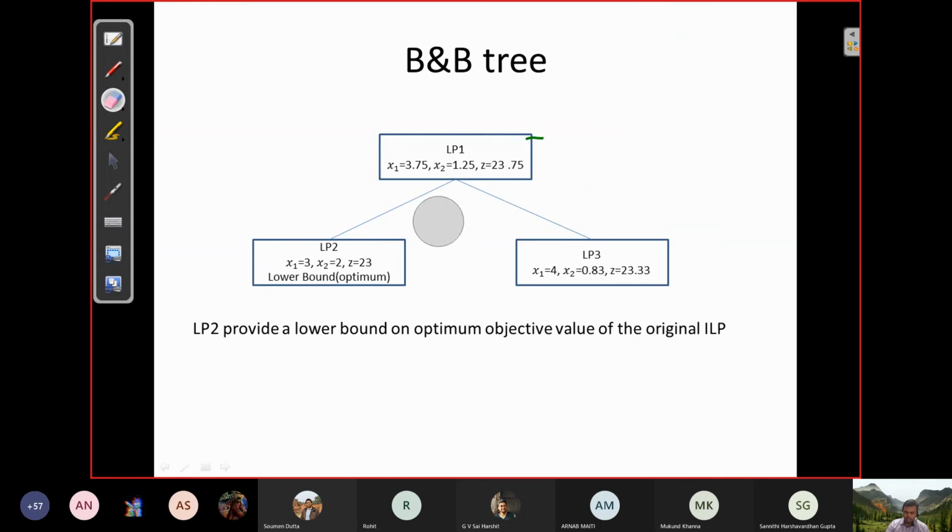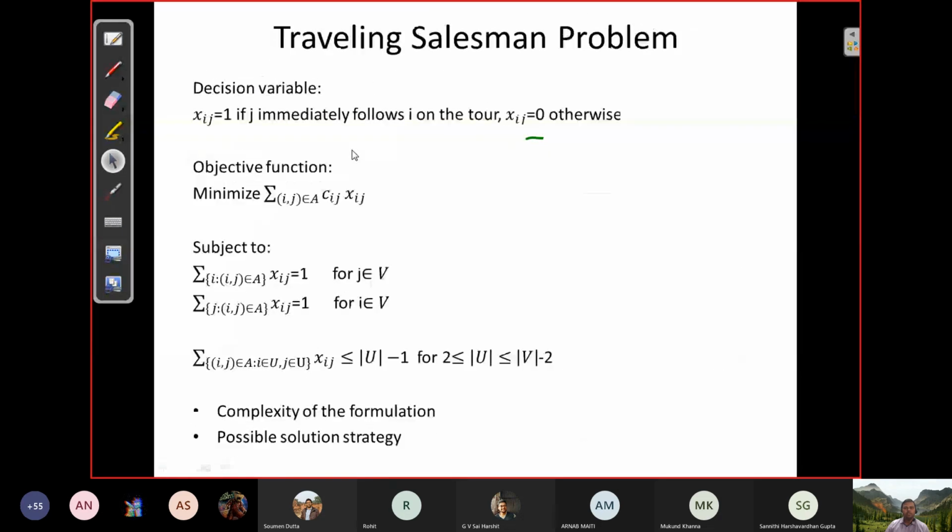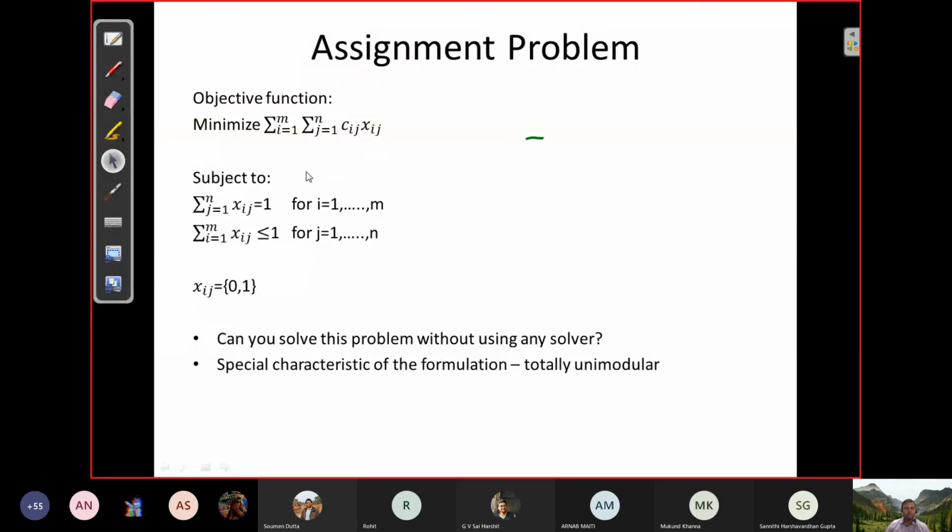Now, I have asked you to read about the assignment problem and tell me what is the Hungarian algorithm. Who has read it? So if I go back to this assignment problem, this one is the assignment problem. Have you read about the Hungarian algorithm, a simple algorithm to solve an assignment problem? Have you read it or not?